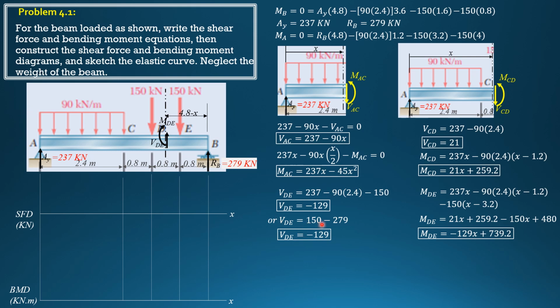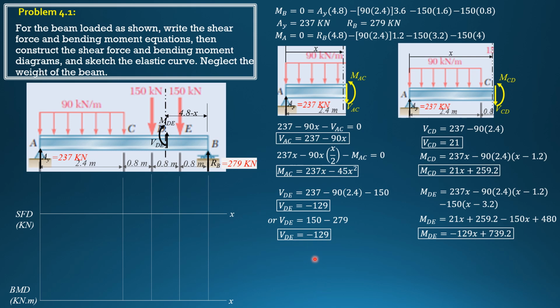So if you're confused with this, just sum up forces vertical. Shear DE minus 150 plus 279 equals 0. So therefore, shear DE is 150 minus 279. That's why you'll get negative 129. The shortcut is opposite to the sign convention when we consider the left part. So the shortcut is for shear, downward minus upward.